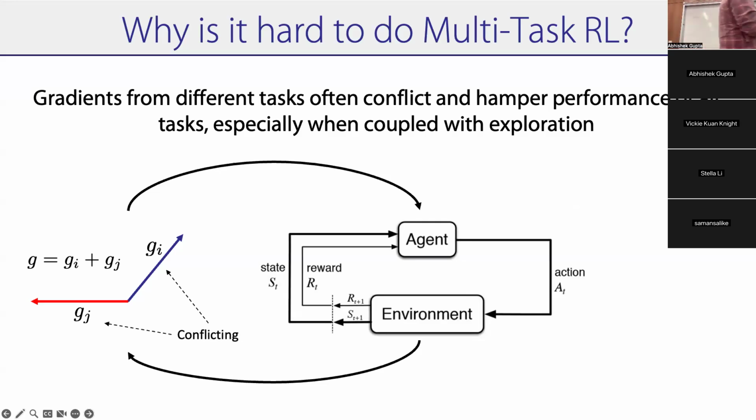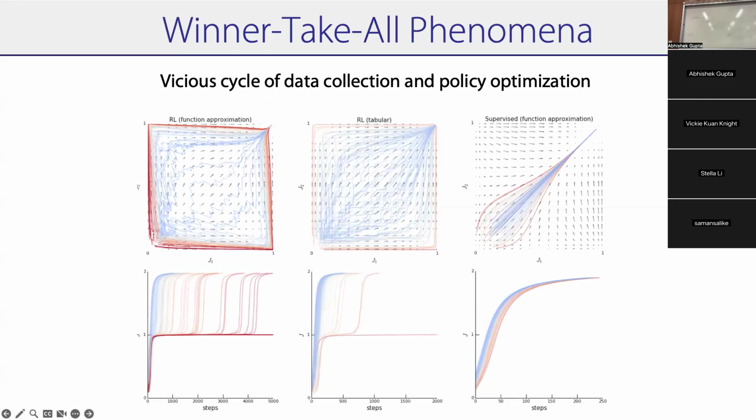Okay, so the main points I want to make here are that conflicting gradients can be a problem in almost any multitask setting, but they're particularly problematic when you have online data collection, right? When you're collecting data on the fly and you have many tasks, you have this winner-take-all type phenomenon. There's a really nice paper called Ray Interference. You all should read it.